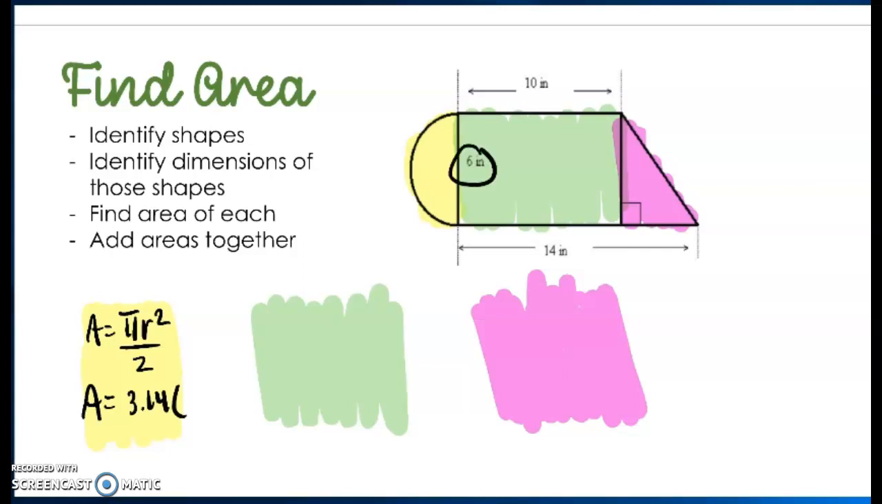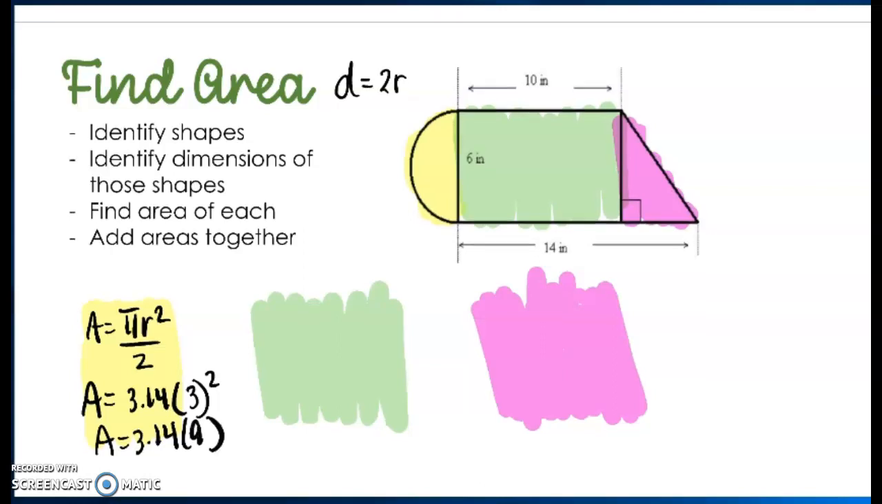The 6 here is nice and labeled right on the diameter, but it is the diameter. So remember, diameter is equal to 2 times the radius. So we're going to divide the diameter by 2 to get the radius. So 6 divided by 2 is 3 squared, so the area is equal to 3.14. Order of operations, we got to do exponents before we multiply.